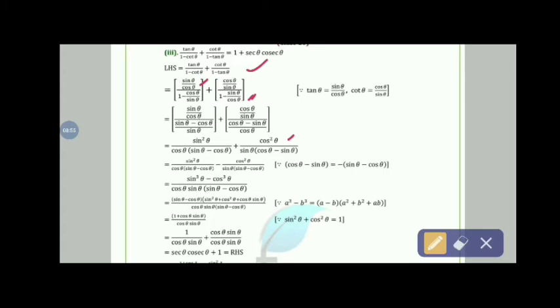Now before taking the LCM, we want to make the sign same. Here it is sin theta minus cos theta, and there it is cos theta minus sin theta. So we keep sin theta minus cos theta, and in place of this plus we have kept a minus sign. So we got sin square theta over cos theta into (sin theta minus cos theta), minus cos square theta over sin theta into (sin theta minus cos theta). Now we are taking the LCM. The LCM is coming as sin theta cos theta into (sin theta minus cos theta).